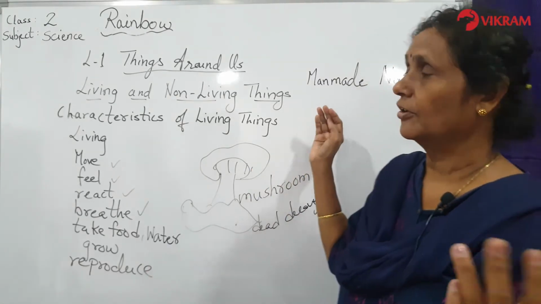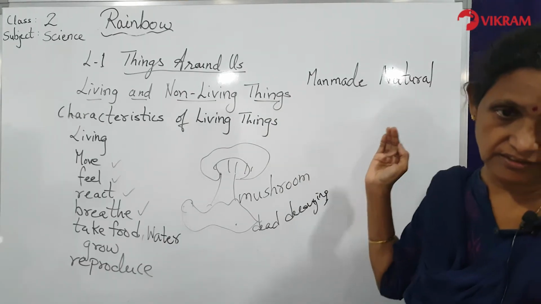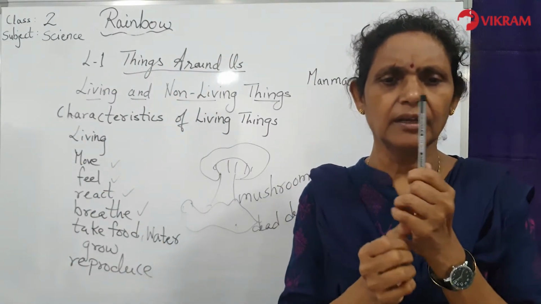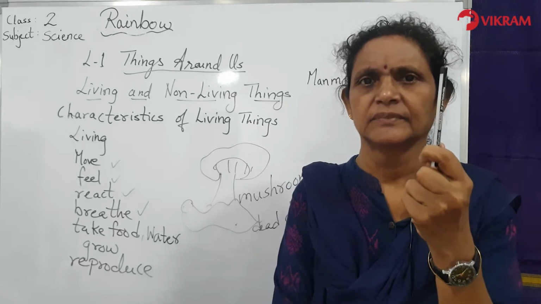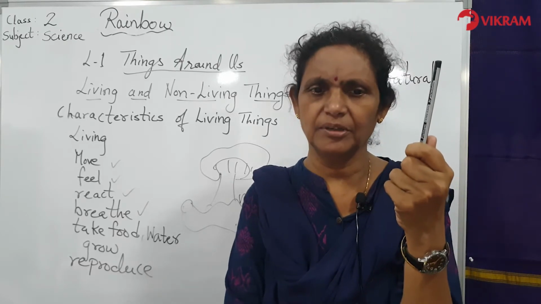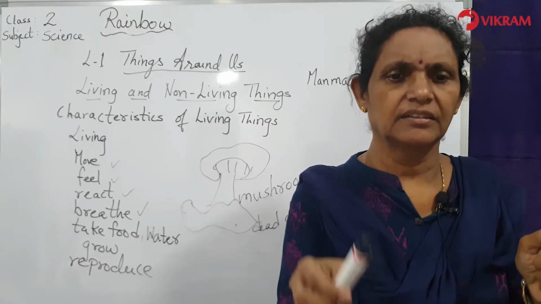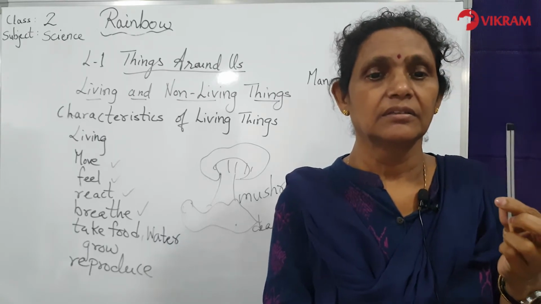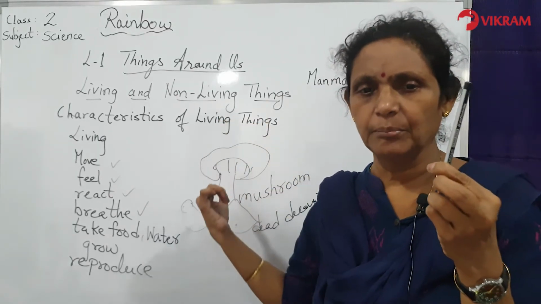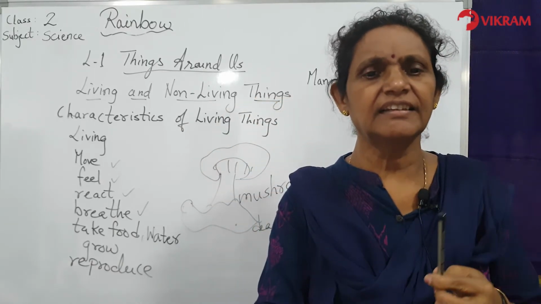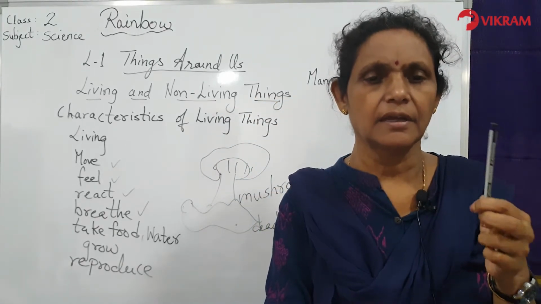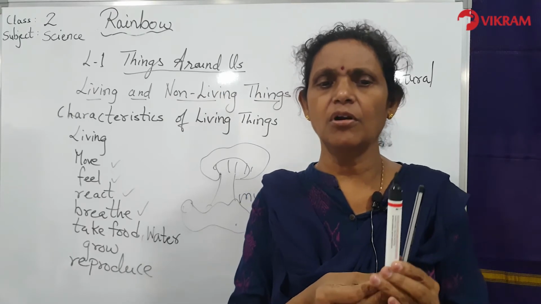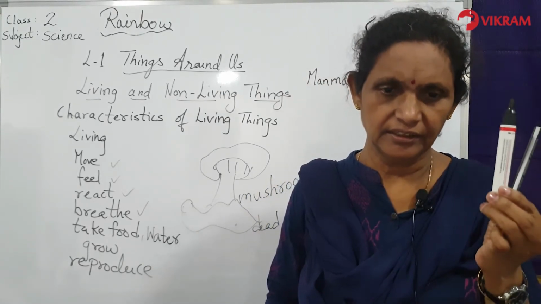So now we are talking about man-made things and natural things. What are man-made things? See, this is a pencil which is made by man. It was not born like this. So this is called a man-made thing. This pen is also a man-made thing. Things like the computer, books, pencils, house, pens, anything, are all made by man. So they are called man-made non-living things.